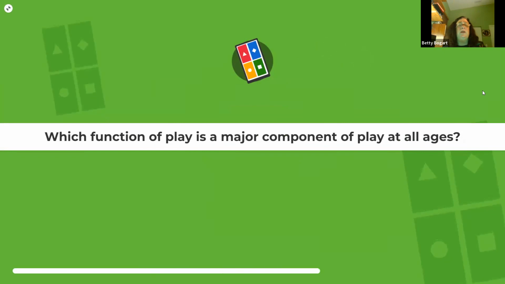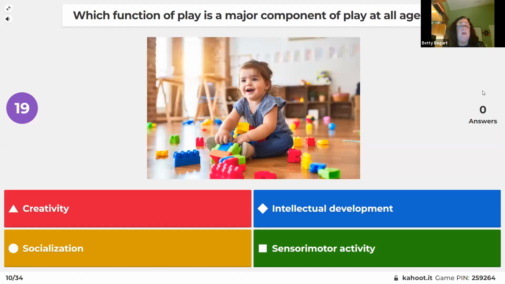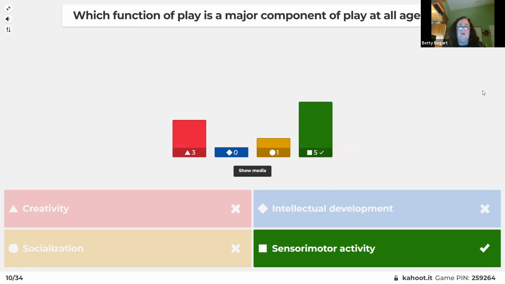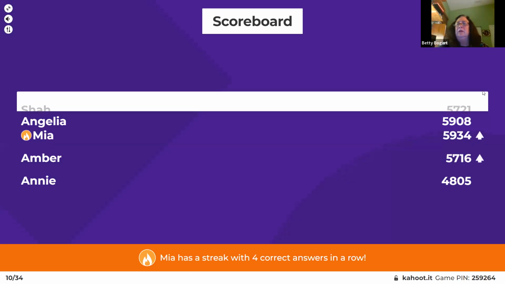Which function of play is a major component of play at all ages? What do kids do when they play? They take it, they look at it, they roll it, and of course in the mouth, right? That's how they explore play. And that's called sensorimotor activity, okay? What does it feel like? What does it taste like? And then we're going to move it around and we're going to play with it and be creative.